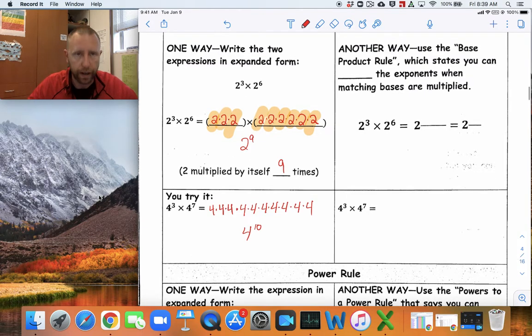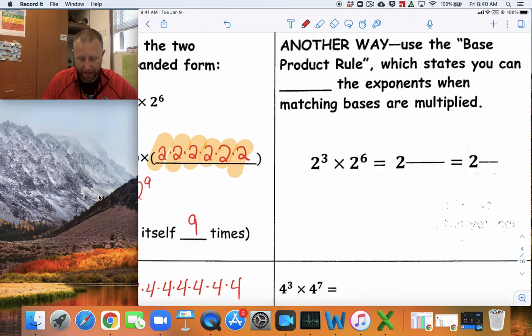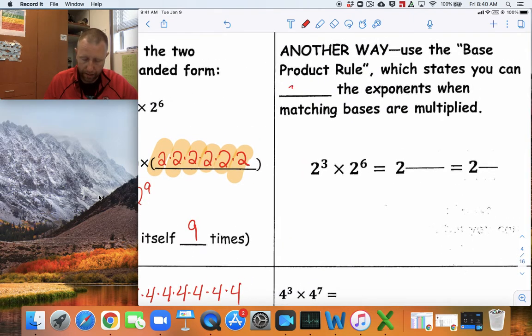The other way, let's get to this one, is to use the base product rule. So the base product rule says that you can just add the exponents when you're multiplying matching bases. So that's what we're going to fill in the blank with here. In other words, when we're multiplying two numbers that have the same base, I can really just add their exponents. And that's how I get 2 to the power of 9, right?